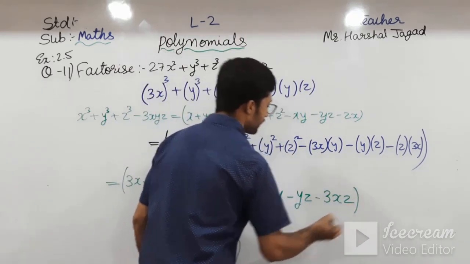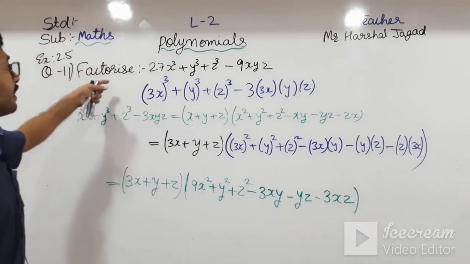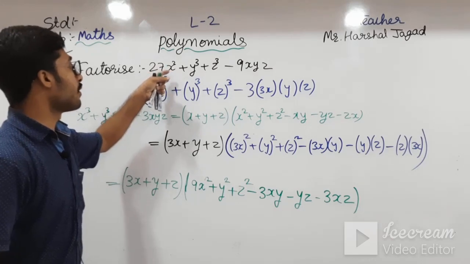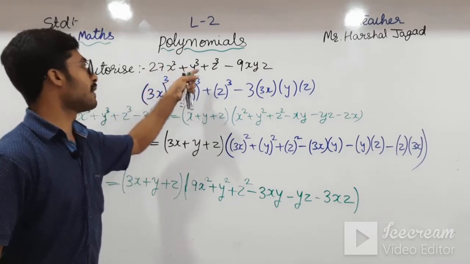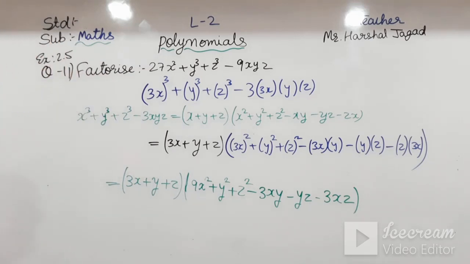This is the another bracket and our answer of this factorized is 27x cube plus y cube plus z cube minus 9xyz. Please note down this students.